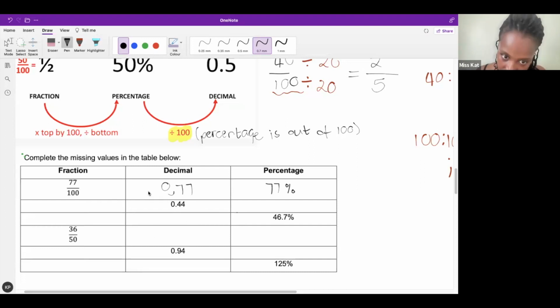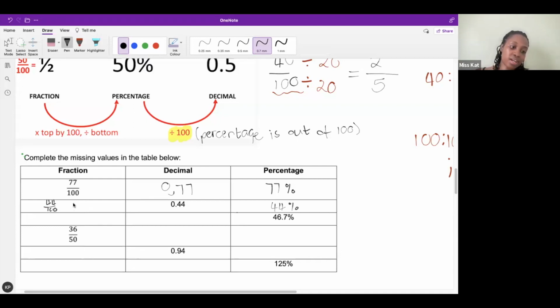This time we have a decimal. Decimal to percentage. Decimal to percentage is 3 times by 100. Nice. 44%. And then fraction, we said you put this over 100.